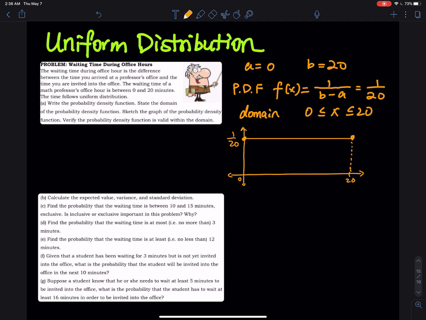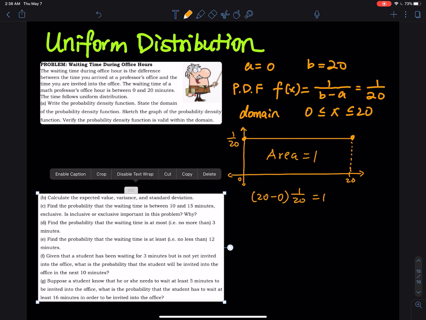The area of a rectangle is base times height. So the base is 20 minus 0. That is the length of the base. The height is the PDF, 1 over 20. That equals 1. So we just proved that this area is equal to 1. So that is the setup of the problem. You have to pay attention to this. If this is wrong, the entire problem is wrong. All right. So I wrote a few problems for you.